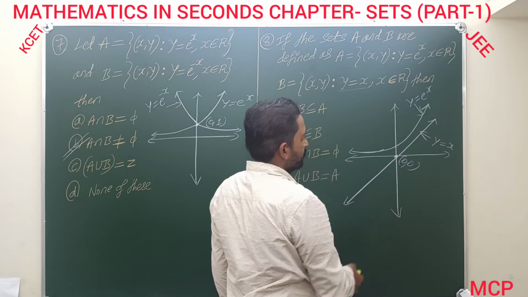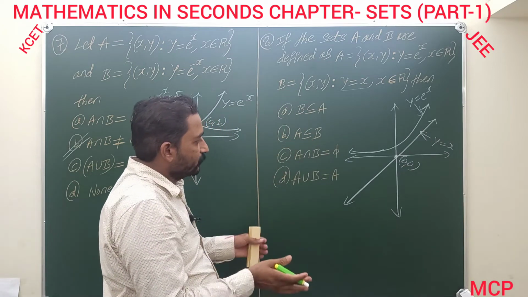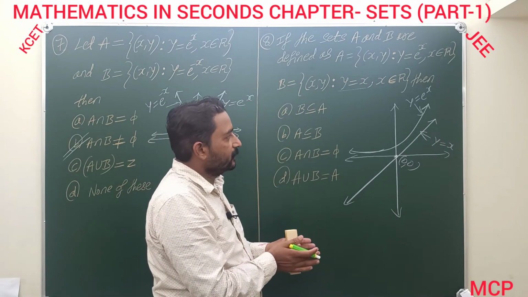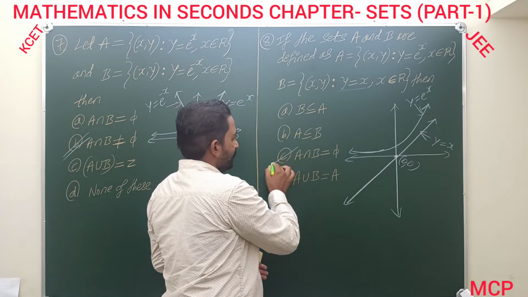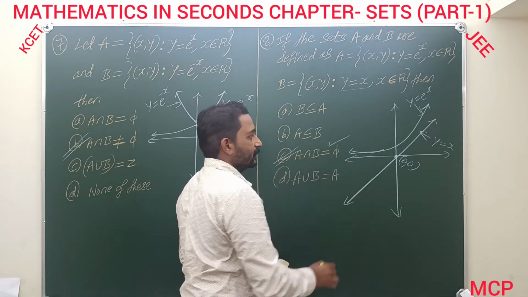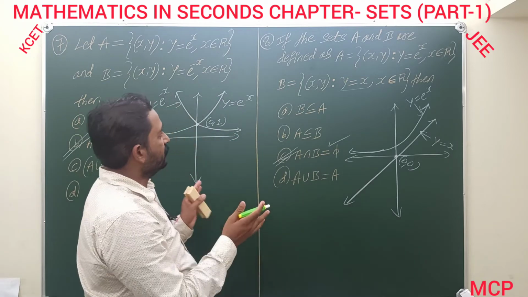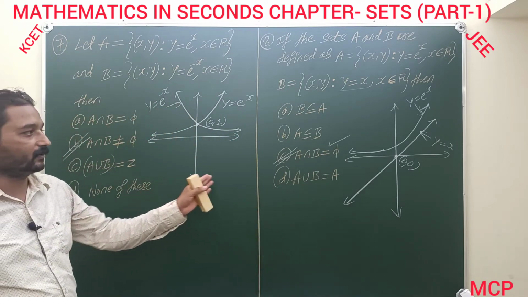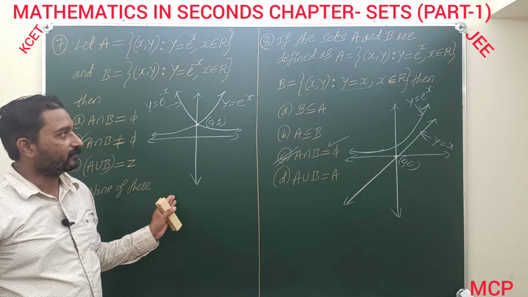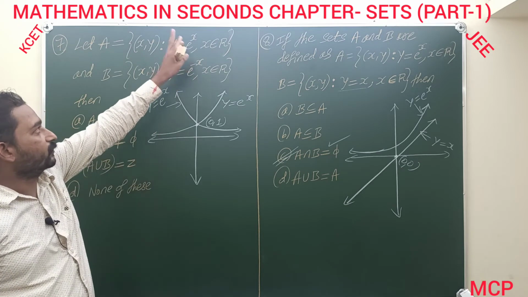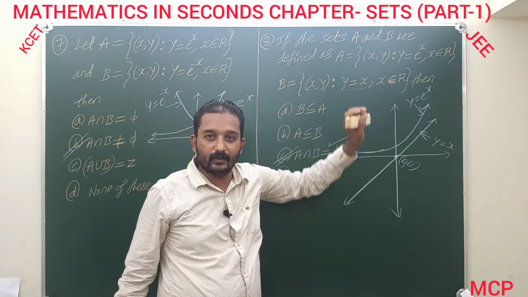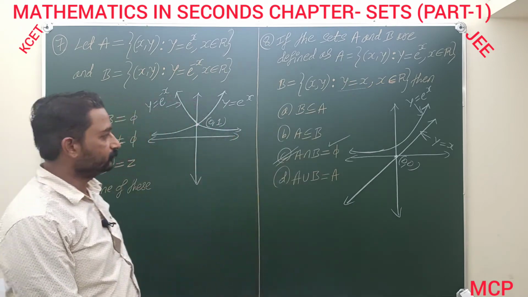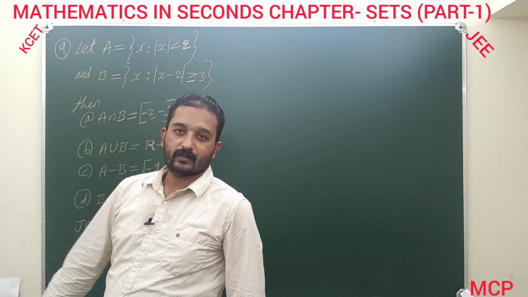Both function curves do not intersect at any point. So hence A intersection B is equal to the empty set in this case, and option C is correct. So we easily identified the answers to these two questions by using the graphical method, using the graphs of y equals e power x, y equals e power minus x, and y equals x. Now let us move on to question number 9.